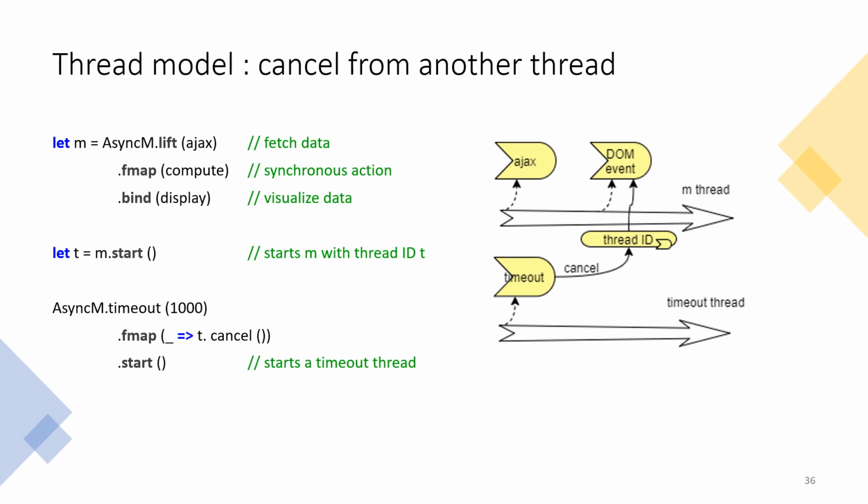For example, the thread M in this slide makes an AJAX request, performs some computation, and displays the results using some DOM events. The variable T is the thread ID of M. We can start the timeout thread that waits a second before calling cancel on the thread ID of M. Like the M thread, the timeout thread is started explicitly. The thread M may be cancelled when it is pending for its AJAX request to complete, or while it is blocked for some DOM events.